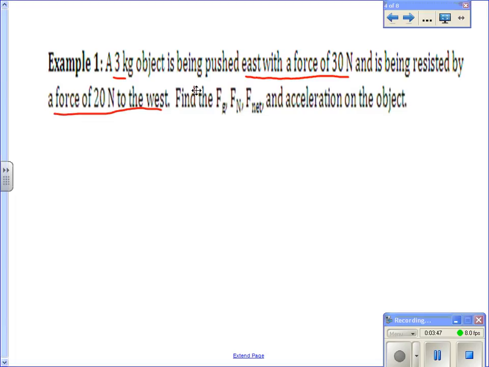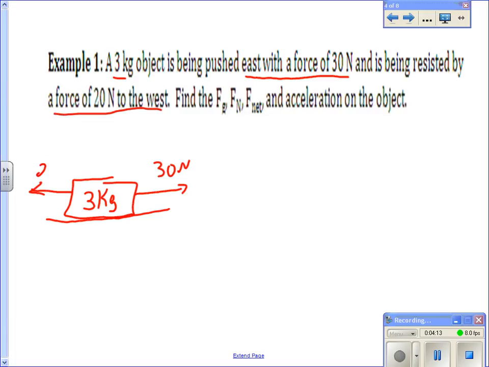So a 3-kilogram object is being pushed east with a force of 30 newtons. It's being resisted by a force of 20 newtons to the west. So what we're going to do on the right-hand side is write our mass, 3 kilograms. And then we're going to put that on a surface. That can be the ground. Since we're pushing it east, east is to the right at 30 newtons, and to the west at 20 newtons. Because we're pushing it left and right, it has to be sitting on something. So the ground or a table, it doesn't really matter.